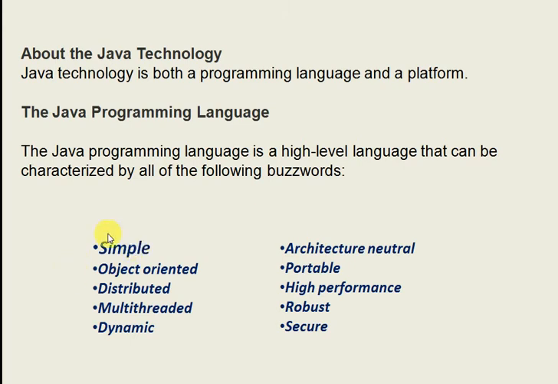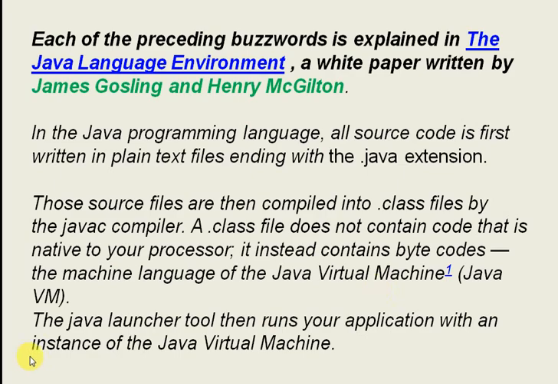The features are highlighted as simple, object-oriented, distributed, multi-threaded, dynamic, architecture neutral, portable, high performance, robust, and secure technology. So the next page shows these words were developed, designed and explained by James Gosling, the developer of this Java technology, and Henry McGilton. If you have any opportunity, please see the Java language environment by James Gosling.